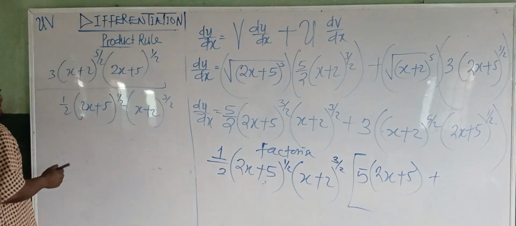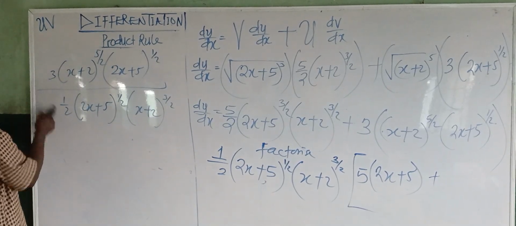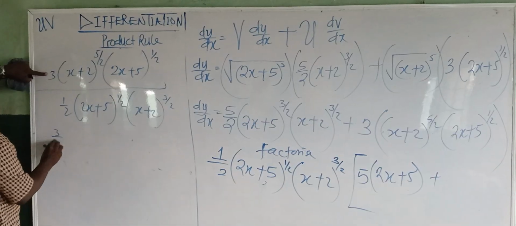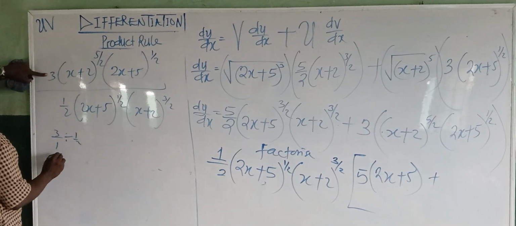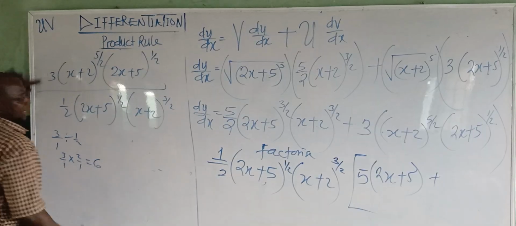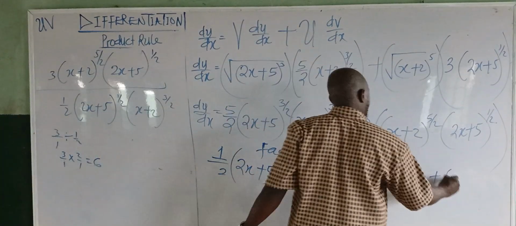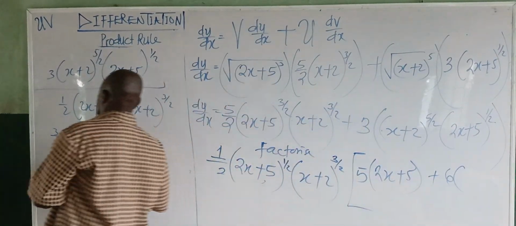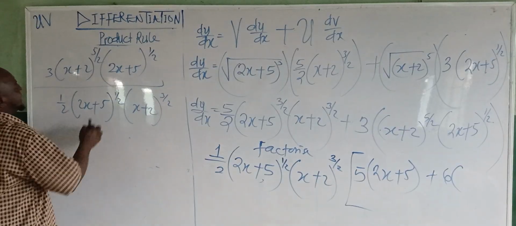This is it. First, let's start with this one here. So this is all numbers. So this can divide now, 1 over 2 here. Do the math here. I have 3 over 1 times 2 over 1. This is giving us 6. So I'll put 6 here. Open a bracket.